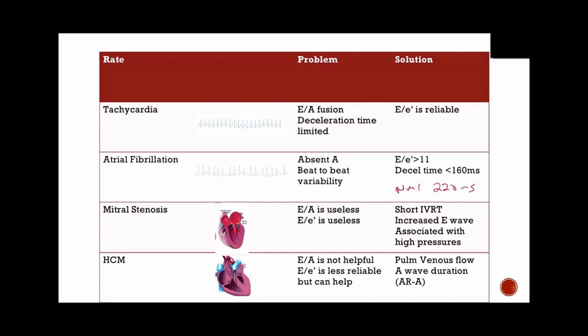And then in the setting of hypertrophic cardiomyopathy, again, our E to A wave is going to be altered because we're going to be altering flow across the mitral valve. And again, our E to E prime is less reliable, although can be helpful. This is an area where pulmonary venous flow can actually be very helpful in diagnosing diastolic dysfunction. And if you have a very prolonged AR, so atrial flow reversal, that's going to be most consistent with progression to diastolic dysfunction. So these are the areas where you have to be very careful in using what we talked about already.